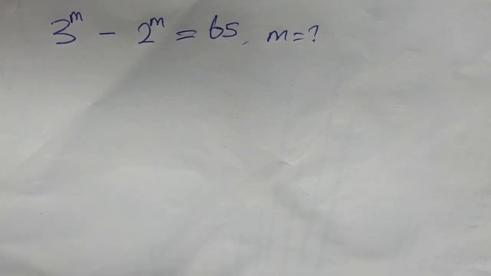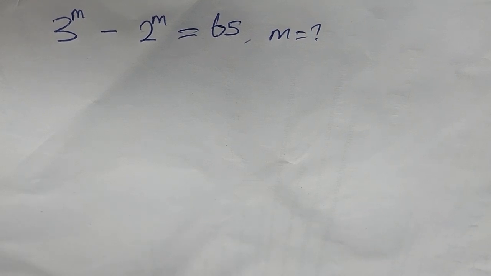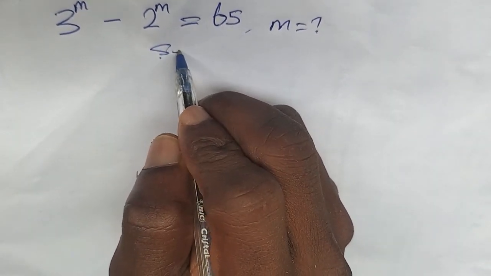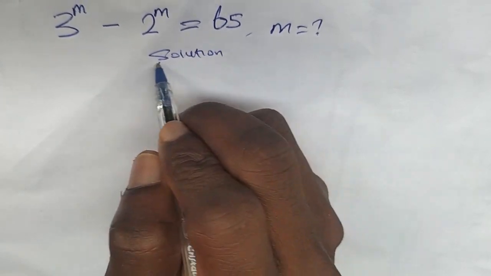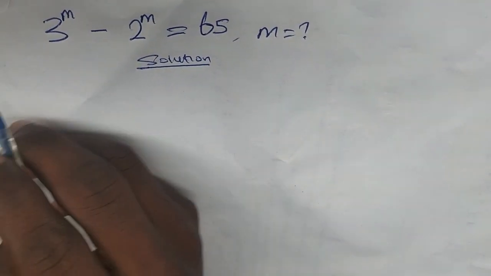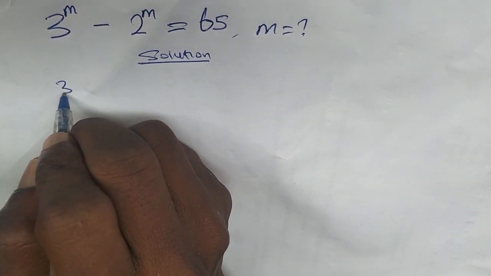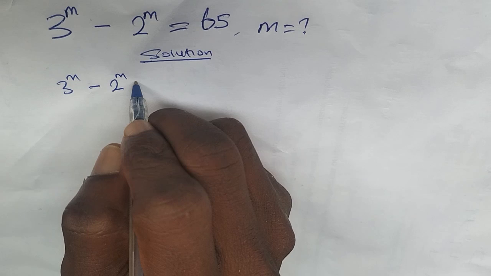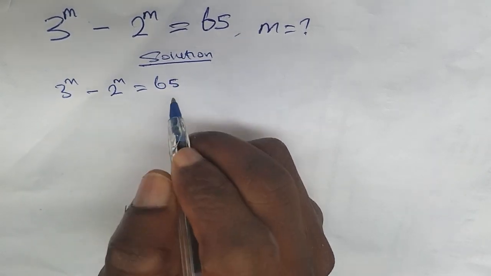I call it the fourth room exponential challenge. So let's see how we can solve this. We'll say solution. So I can write the question: 3 to the power of m minus 2 to the power of m is equal to 65.